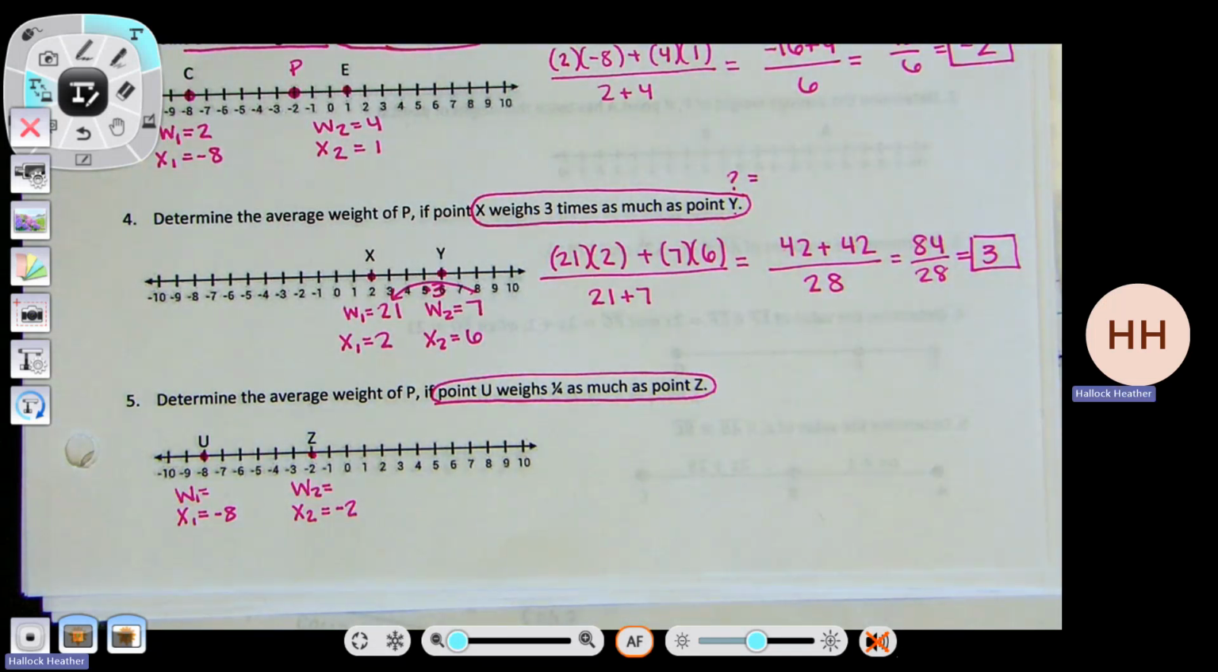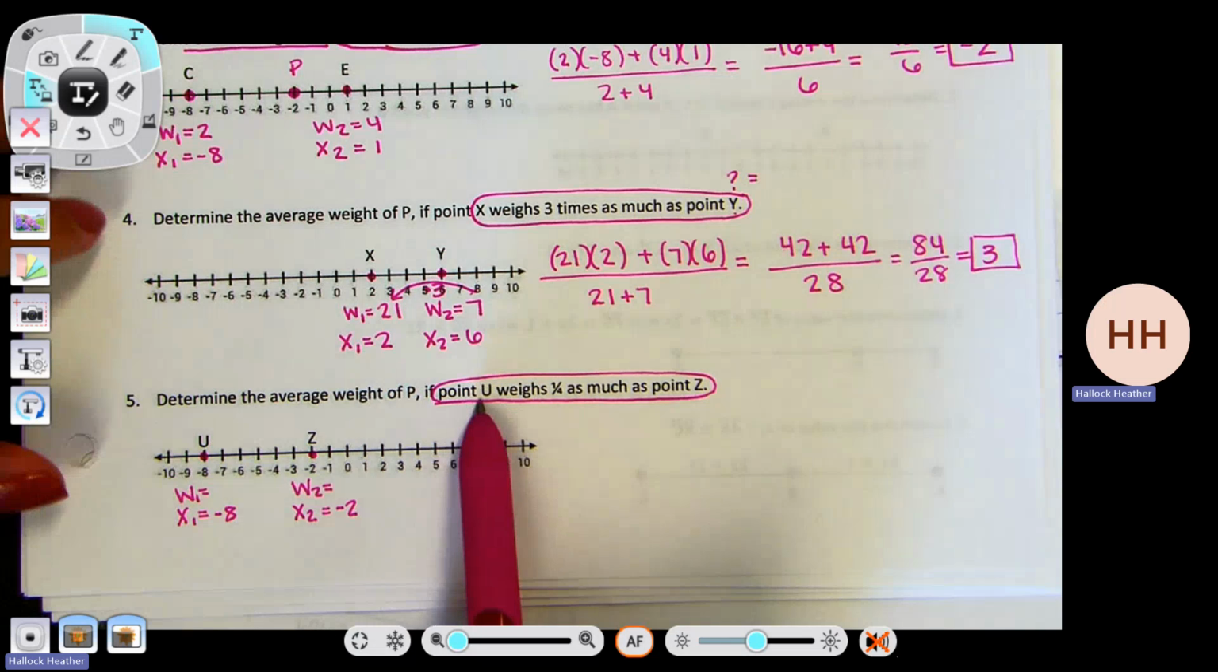You can't use 2 and 4. 12 and 3 would work because 1/4 of 12 is 3. What's another combination? 8 and 2, because 1/4 of 8 is 2. What's another one? Just give me one more, somebody. 4 and 1 would work because 1/4 of 4 is 1. Okay. Now your key is the lighter one has to be the small number.